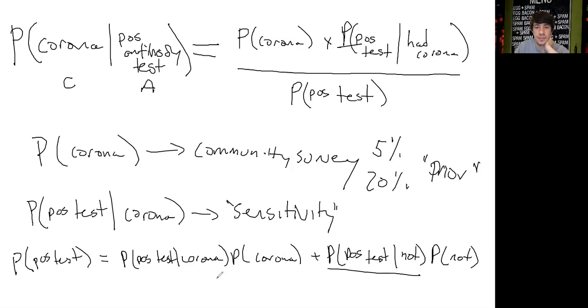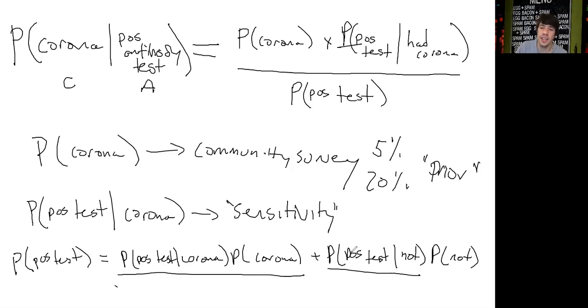plus, so sorry, I should say it out loud in case the pointer's not showing up. The probability of corona times the probability of positive test given had corona is the same as the first summand of the probability of positive test down here. And so what we're doing is we're dividing this quantity by itself plus this thing, which is the probability of a positive test given not.